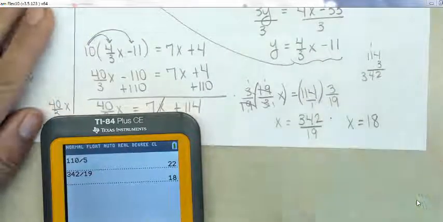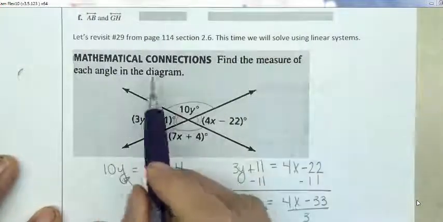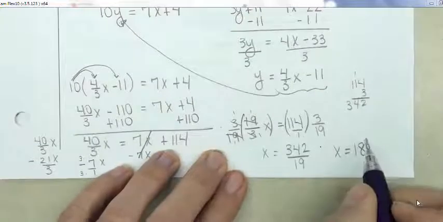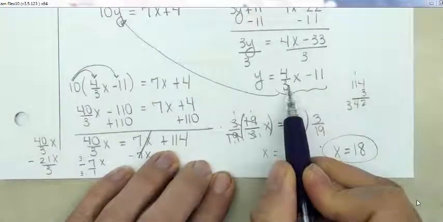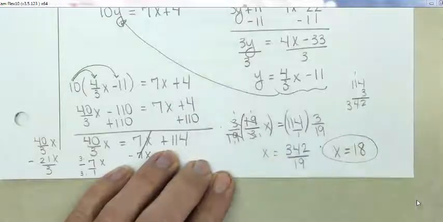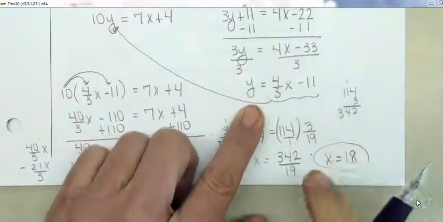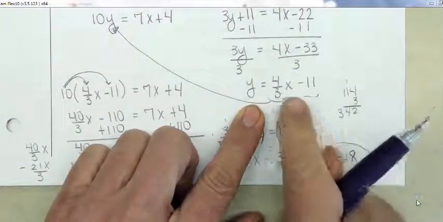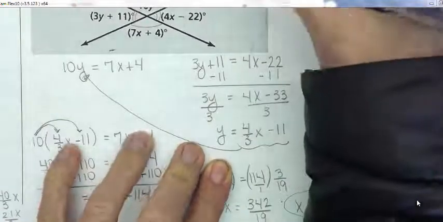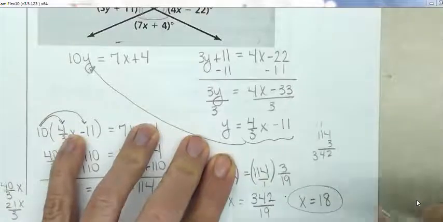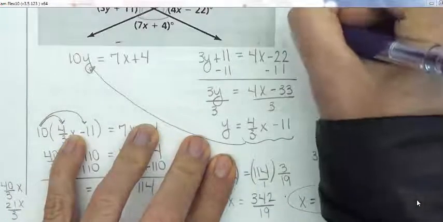Okay. I have not answered the question, though, because the question was to find the measure of each angle in the diagram. So now that I know what x is, I can go back, how about to here, and figure out what y is. Okay, so I'm going to now take this and substitute that in to figure out what y is. Oh, I don't even really need to do that, but just to solve the system, I'm going to go ahead and do it for fun.